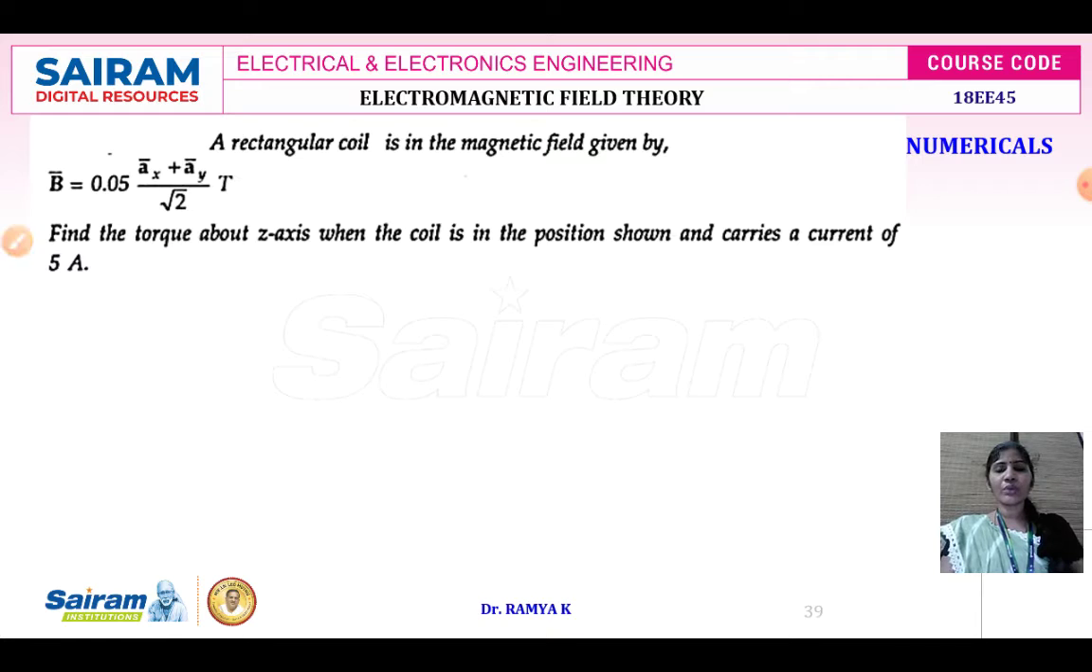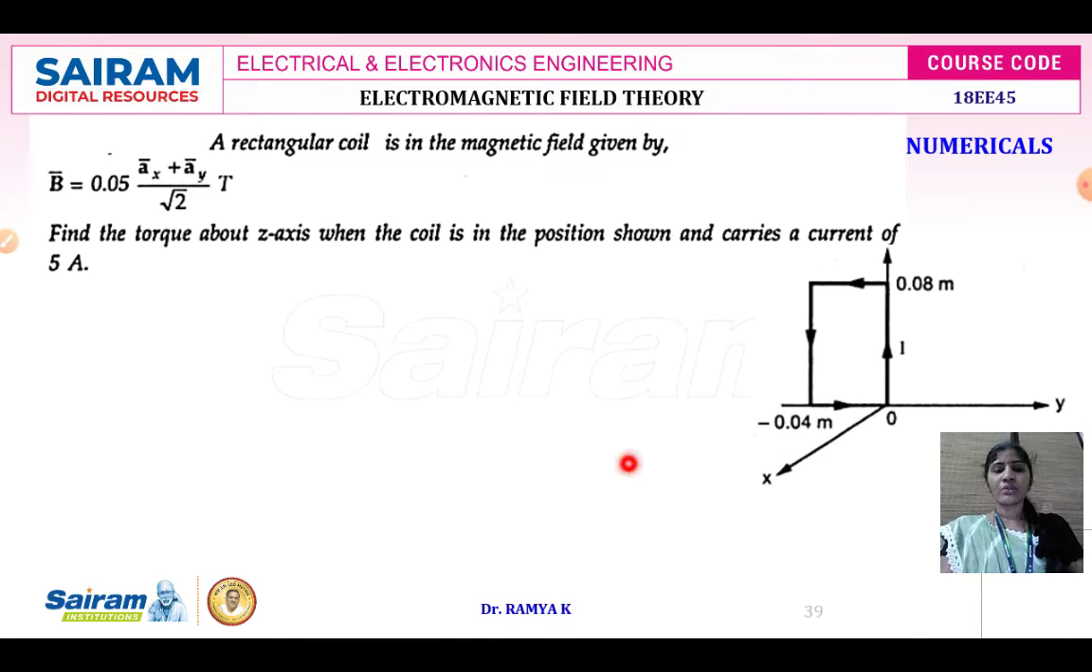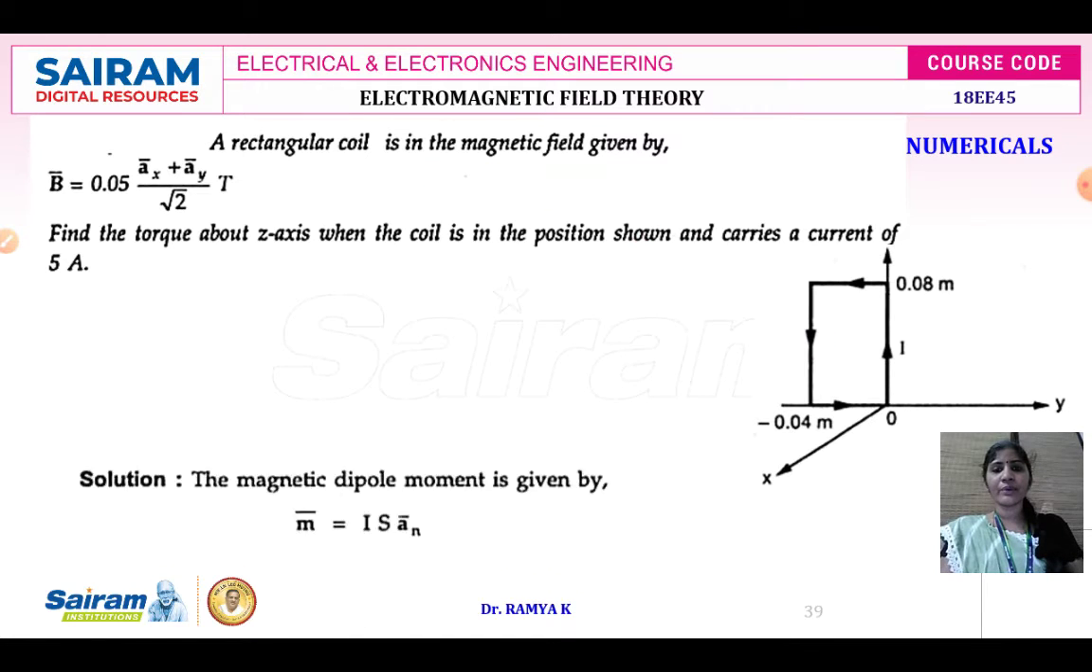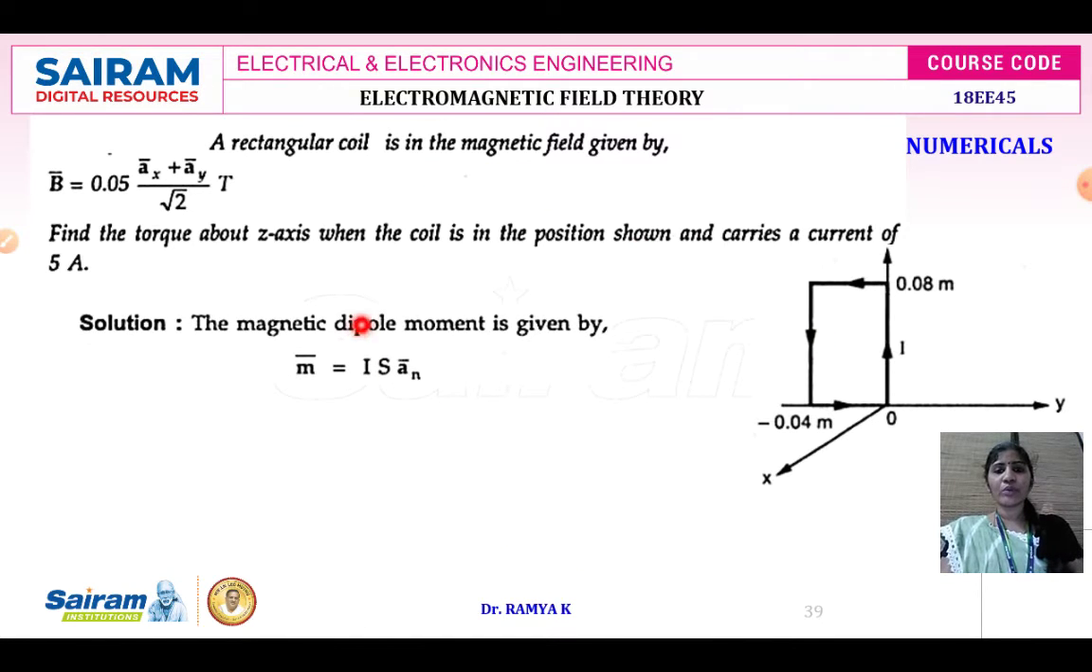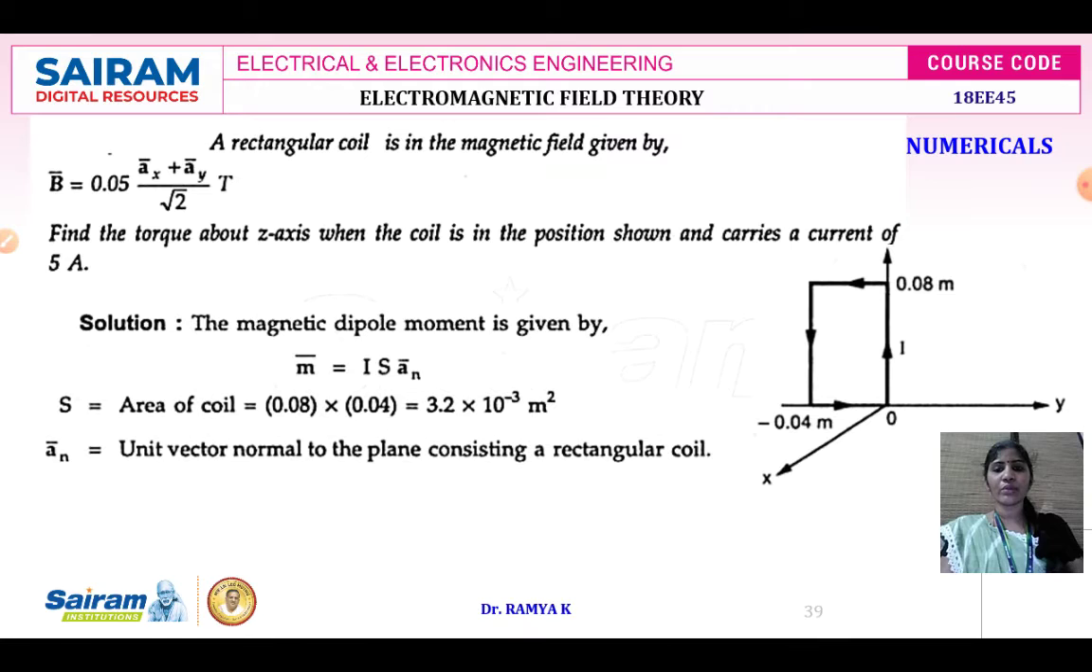Now we'll see one problem. A rectangular coil is in the magnetic field given by B vector is equal to 0.05 (a_x plus a_y) divided by root 2 Tesla. Find the torque about the Z axis when the coil is in the position shown and carries a current of 5 amps. This is the pictorial representation of the diagram. Here the magnetic dipole moment is given as m vector is equal to I S a_n, the general formula for the magnetic dipole moment.